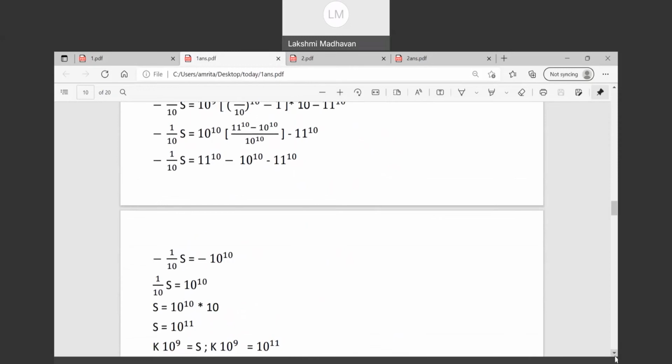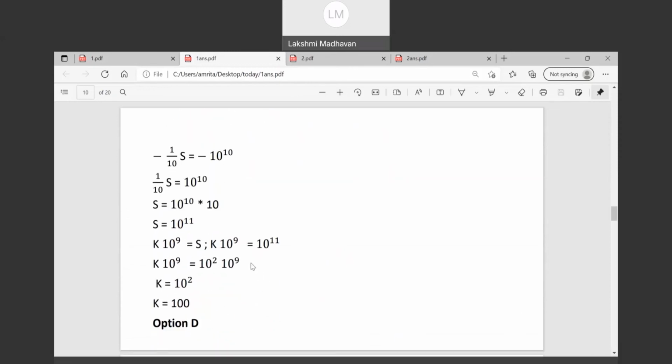And initially that S is equal to K into 10 raised to some value which was given in the question. So I used this and I substituted S here to find out the value of K which was asked in the question. So the value of K becomes 100 in this question.